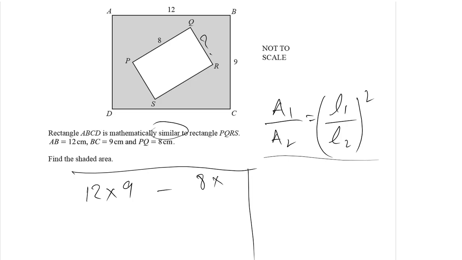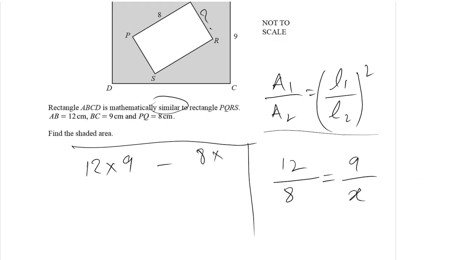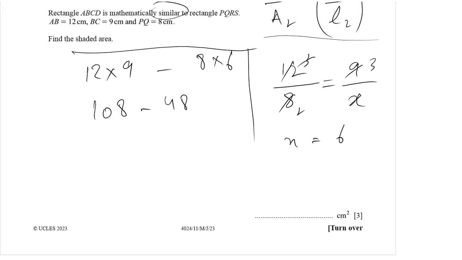Like 12 is the length of the larger rectangle over 8 is the length of the smaller rectangle, and 9 is the width of the larger rectangle. What would be the width of the smaller rectangle? In this way you can find the width of the smaller rectangle, and x would be 6. So this is 6. 12 nines are 108 minus 48. I think it would be 60.